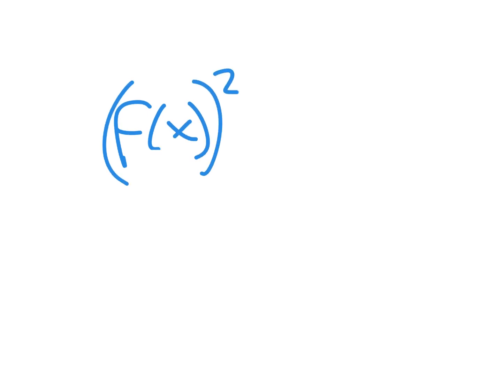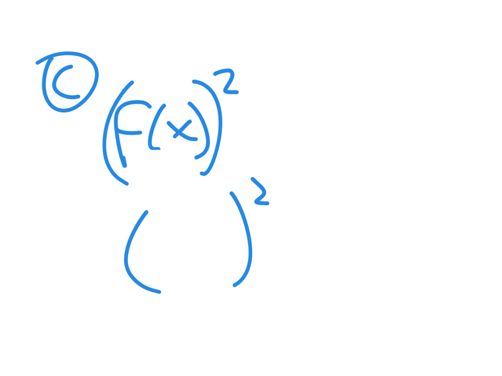They didn't tell you anything to put into f of x. They would just want you to take all of f of x and put it in there and square it. Okay, so that's what you're going to do on letter C: you're going to stick f of x right here, and you're going to square it.